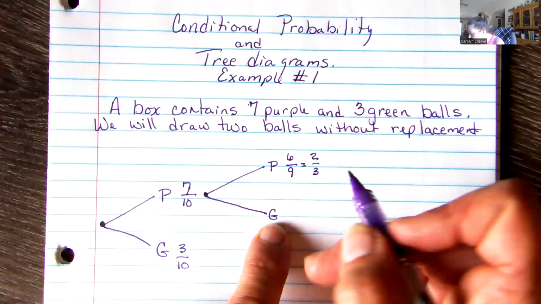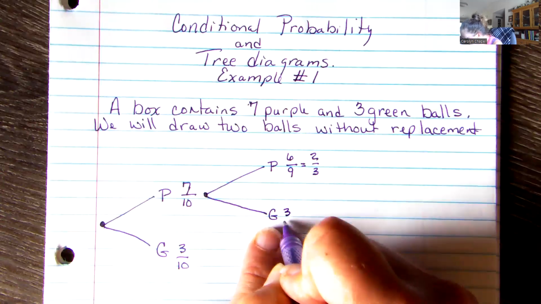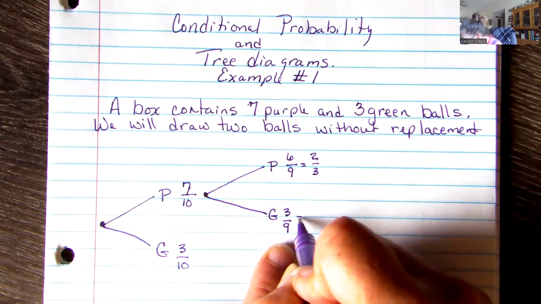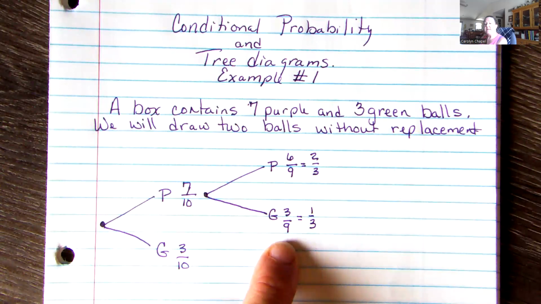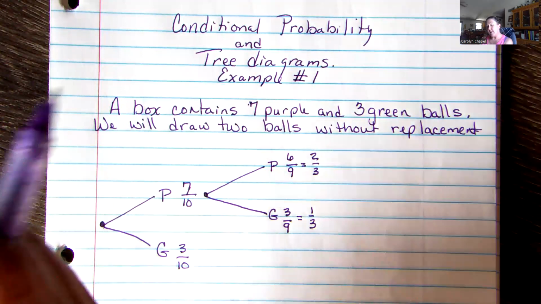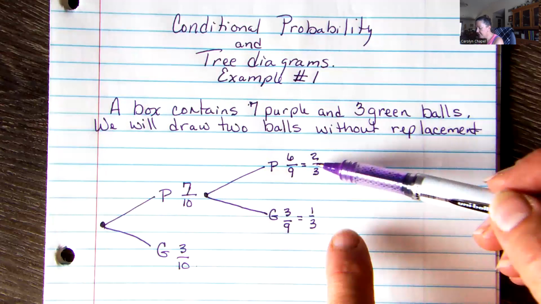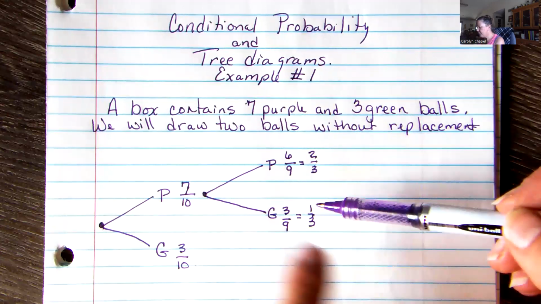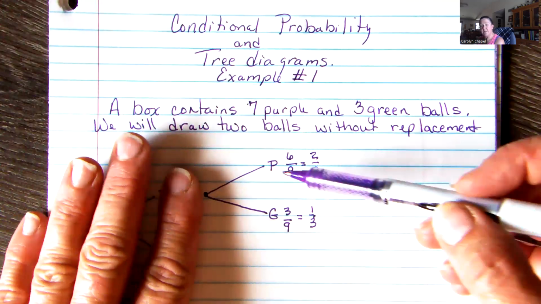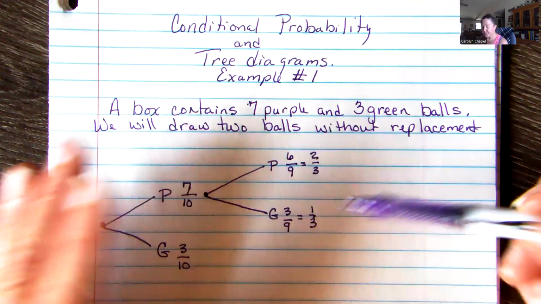Here I have a green. Again, there are 3 green ones, so there are 3 out of my 9 that are remaining. That's 1/3. Some things to keep track of: we know that probabilities add up to 1. These guys added to 1. These guys will also add to 1, because once you're here, it's like doing a whole other experiment all over again. Either you're going to get the purple or the green, so these should add to 1 for you.